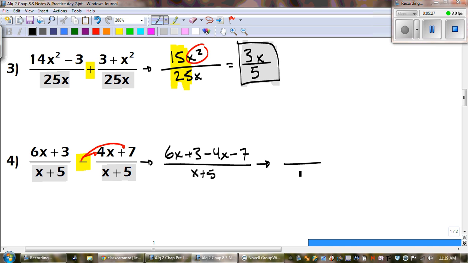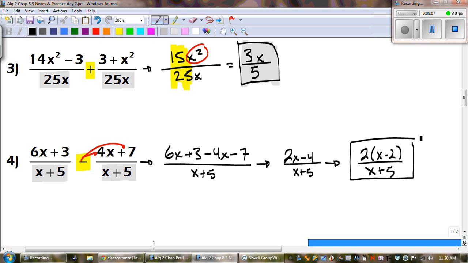Okay, so x plus 5 stays on the denominator. Combine your like terms up top. 6x minus 4x is 2x. 3 minus 7 is negative 4. And then we always want to check to see if we can factor. And I can factor out a 2, and then we're left with x minus 2. And nothing cancels here, so we're just going to leave it just the way it is.